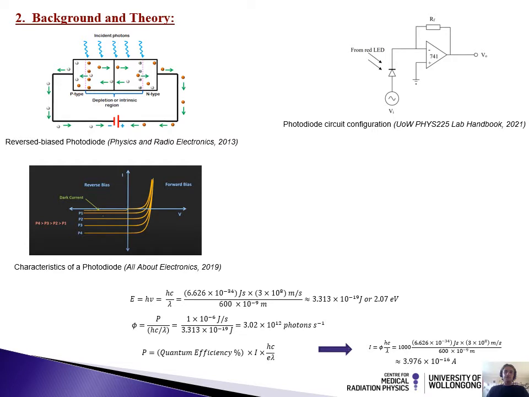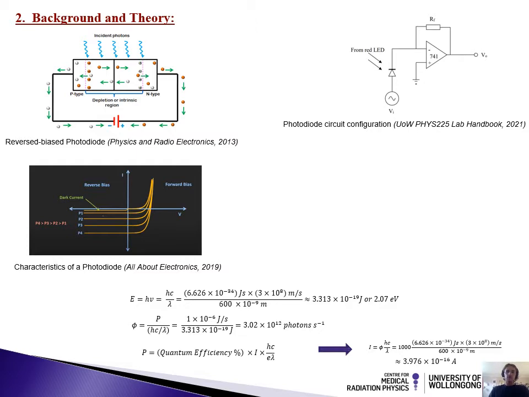The photon energy at a particular wavelength can be simply calculated as Planck's constant multiplied by the wave frequency, which is equivalent to hc over lambda, where c is the speed of light and lambda is the wavelength. And so for a wavelength of 600 nanometers, we can sub in these values and determine the photon energy to be 2.07 electron volts. Phi is the photon flux, or the number of photons per second in a beam.